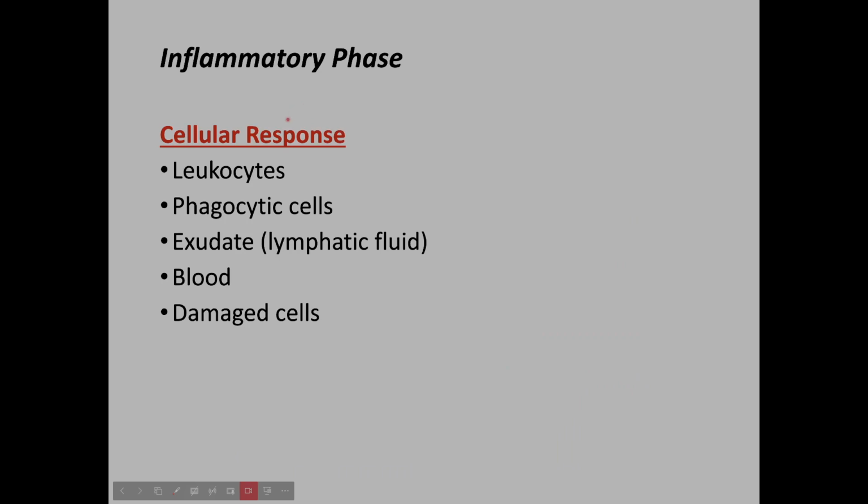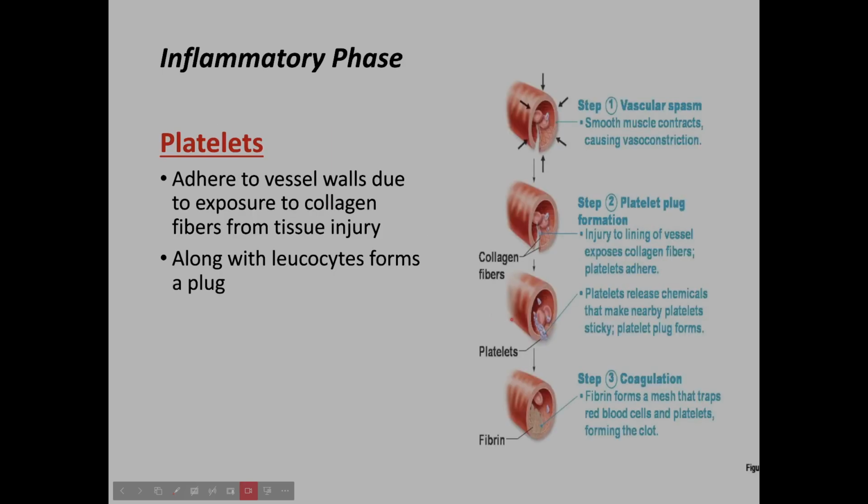Okay. Here's the inflammatory phase. So we get a cellular response at the level. We have a number of different smaller cellular materials, tissue materials being moved to the area and also removed from the area. So things like leukocytes, phagocytic cells, exudate or lymphatic fluid, blood, and the damaged cells that were initially impacted will all sort of be in the general area during the inflammatory phase. We also have platelets, which are going to adhere to vessel walls when they're exposed to collagen fibers from the tissue injury. And they form these plugs along with the leukocytes.